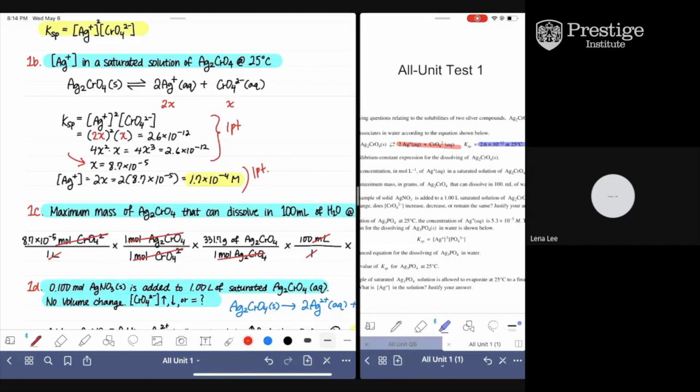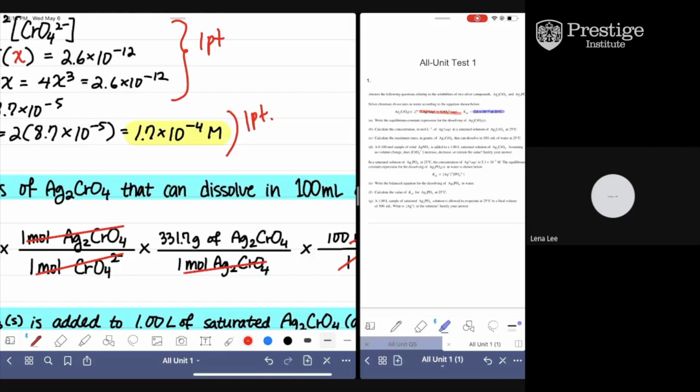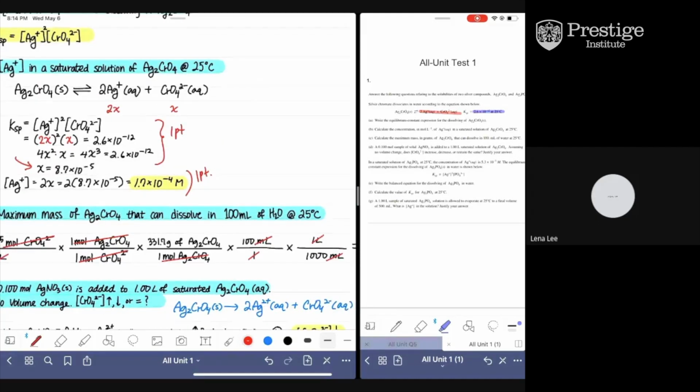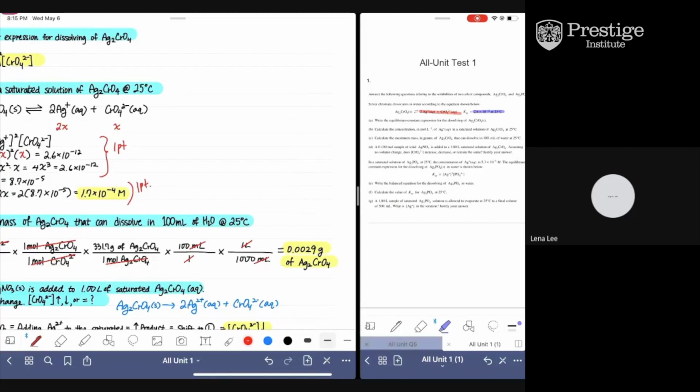And then, of course, I want grams of silver chromate in the end, so I'm going to use the molar mass of silver chromate, using the periodic table here. And we're not done. We were asked how much we can dissolve in 100 milliliters, so we're going to multiply by 100 milliliters. Since we have to cross out the liters, we change 100 milliliters to 0.1 liter, or just multiply by 1 over 1000. As you can see, all the units cancel out, and we end up with grams of silver chromate. Our final value is 0.0029 grams of silver chromate.